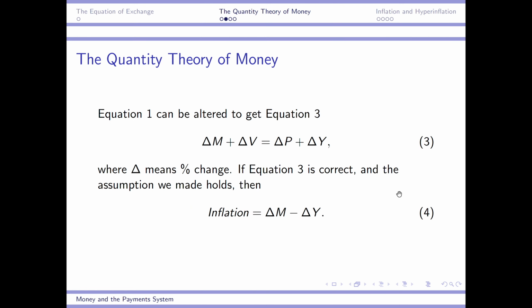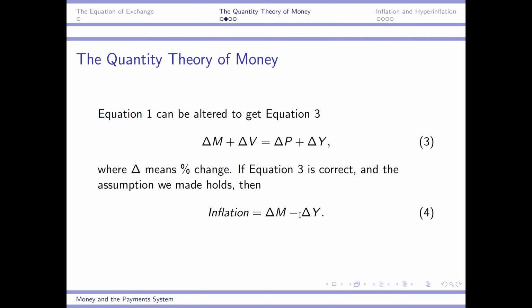we can start to mess around with equation 1 to get first equation 3, where we define delta as the percent change. We're going to start to use a little bit more economic and mathematical nomenclature to get you guys used to that. But if equation 3 is correct and the big assumption that we just made holds, then we can find that inflation is defined as the percent change in money in an economy minus the percent change in the economy's GDP.